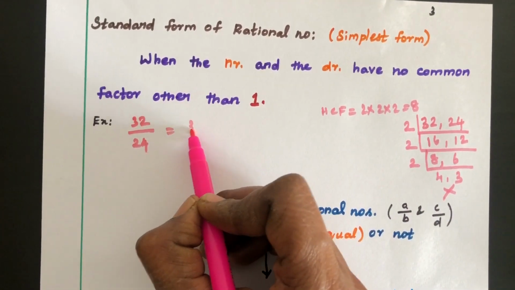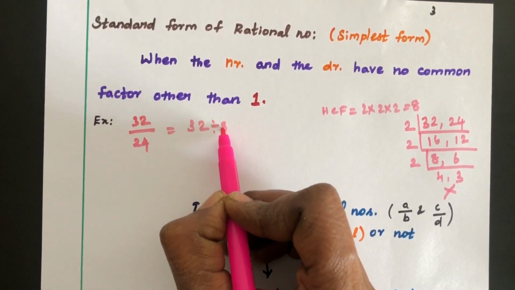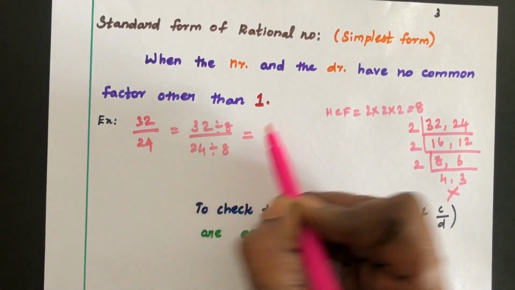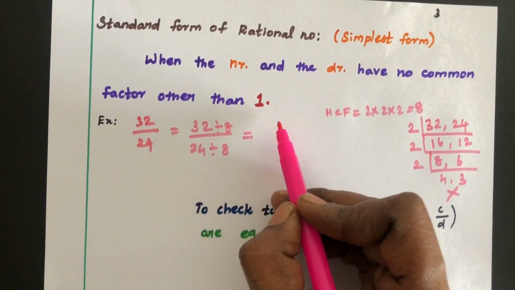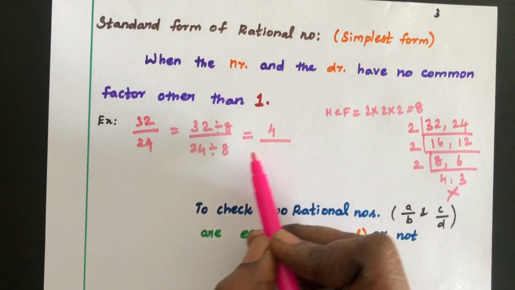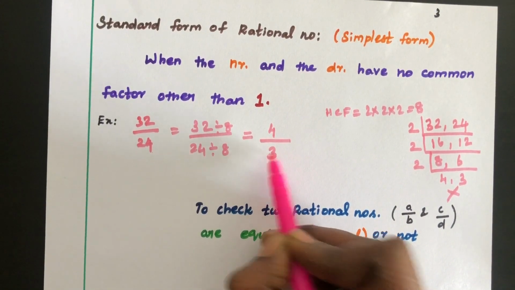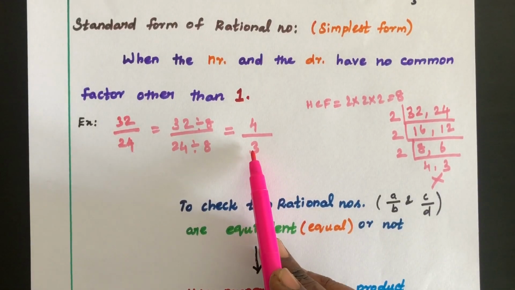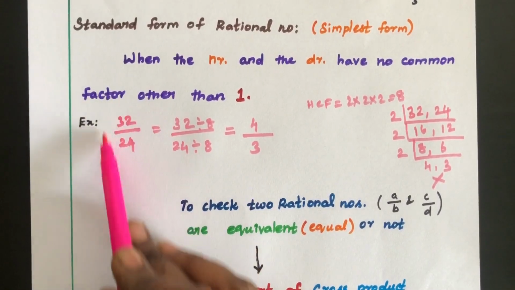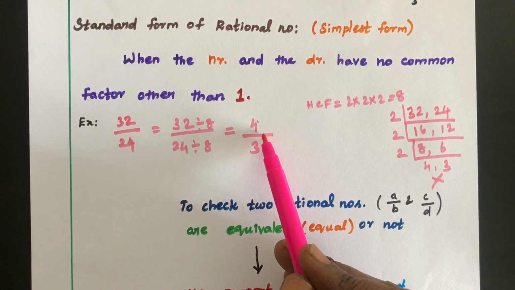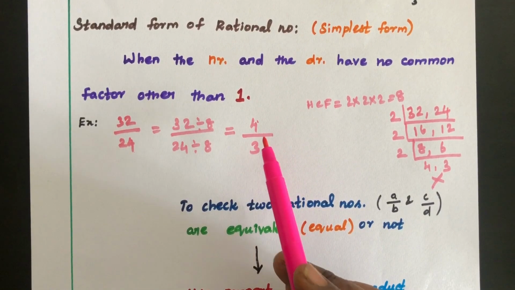We need to just divide the numerator and the denominator by the HCF. So 32 divided by 8 gives us 4, and 24 divided by 8 gives us 3. That's all, 4 by 3. This is the simplest form or standard form of the given rational number, because there is no common factor between 4 and 3, so we cannot cancel after this. So this is the simplest form.